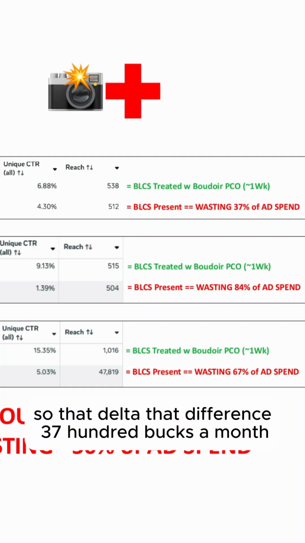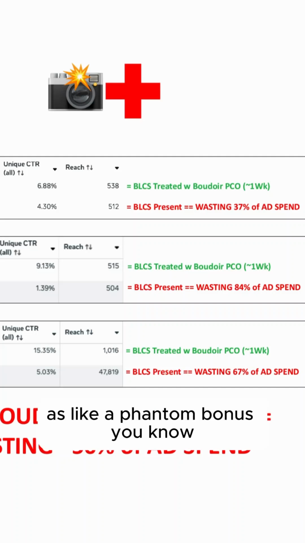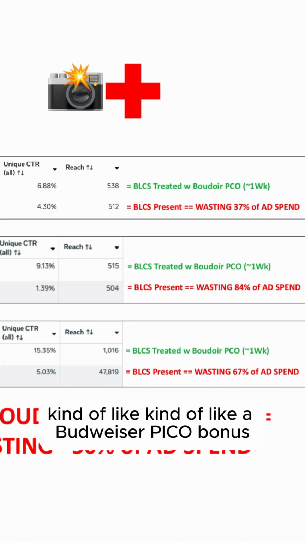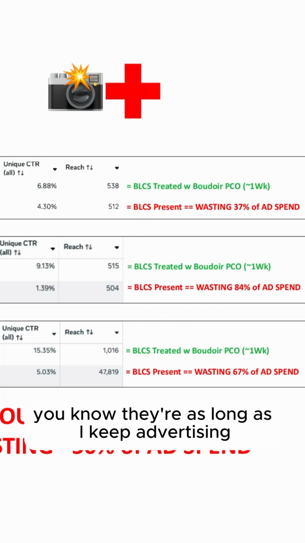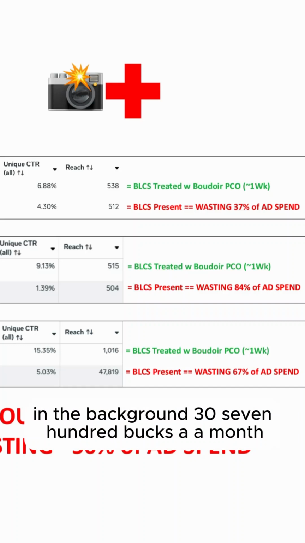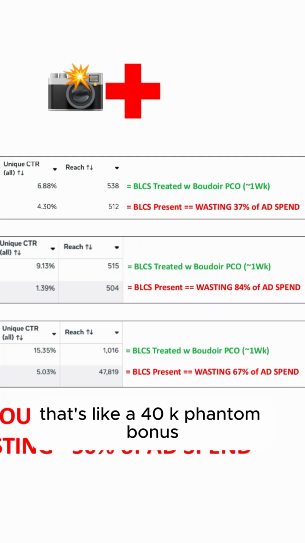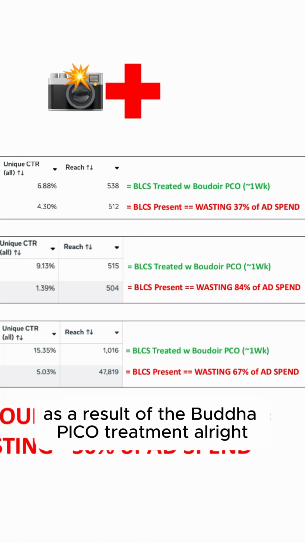So that delta, that difference, $3,700 a month, they can just pocket that, kind of like a phantom bonus. They no longer have to spend that on ads anymore, kind of like a Boudoir Pico bonus. As long as they keep advertising, they're getting this phantom bonus in the background, $3,700 a month, every single month. And at the end of the year, that's like a 40K phantom bonus that stayed in their pocket, that they didn't have to spend out of pocket as a result of the Boudoir Pico treatment.